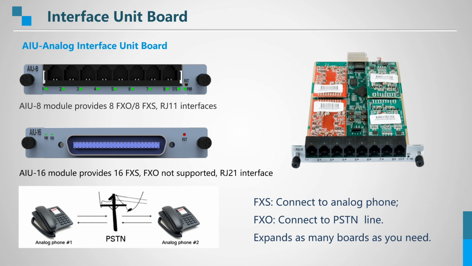The AIU8 module provides 8 FXO/FXS interfaces with RJ11 connectors, while the AIU16 module offers 16 FXS interfaces, FXO not supported, with RJ21 connectors. The FXS interface is used to connect analog phones, enabling the integration of traditional telephony. The FXO interface, on the other hand, connects to the PSTN line, providing access to the public switched telephone network. Users can expand the number of AIU boards as needed to meet various communication requirements.